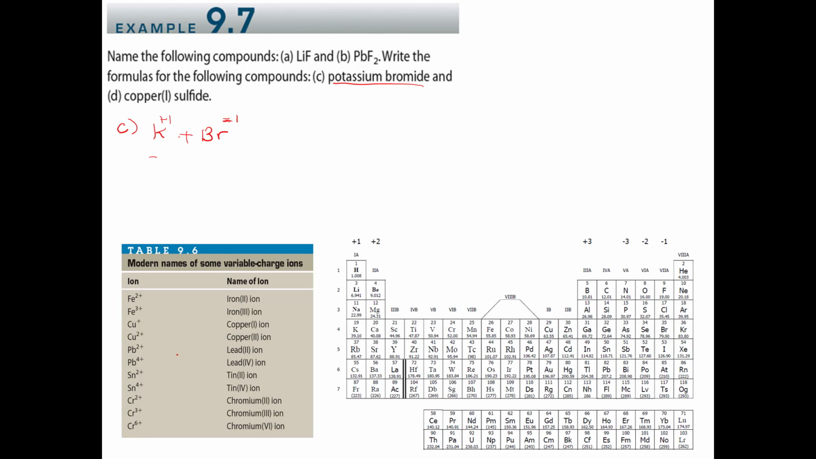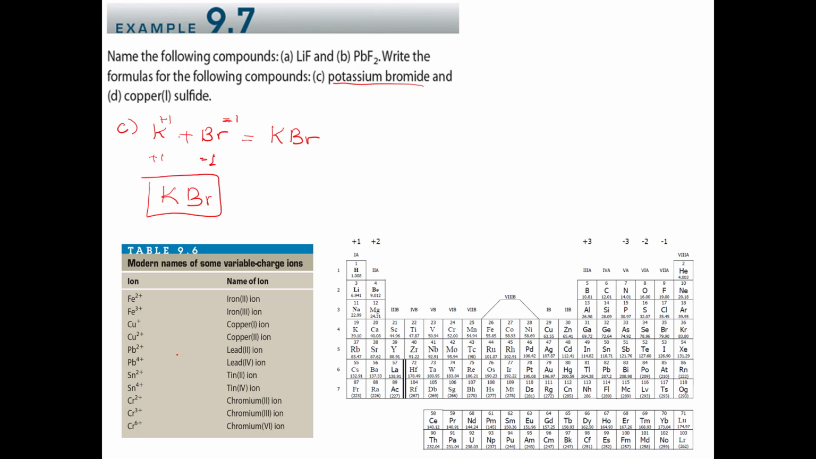Then we can see the positive ion is +1 and the negative is -1. They are neutral, so we don't need to do anything, just write first the metal and then the non-metal symbol. Yes, because what we want is the formula. And then this is the answer, and this is the formula for potassium bromide. Yes, this is the answer.